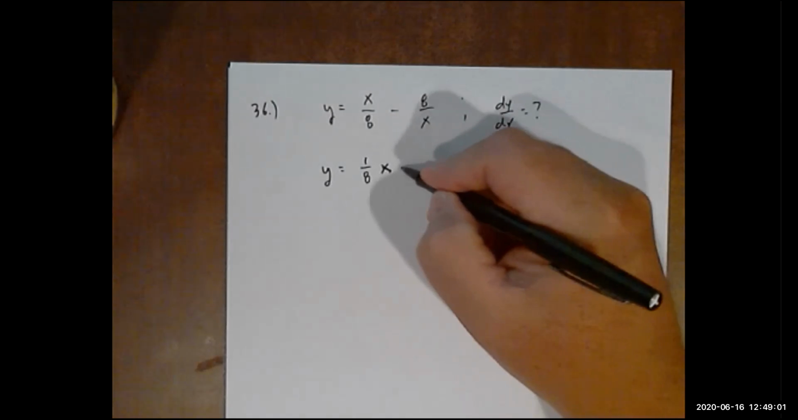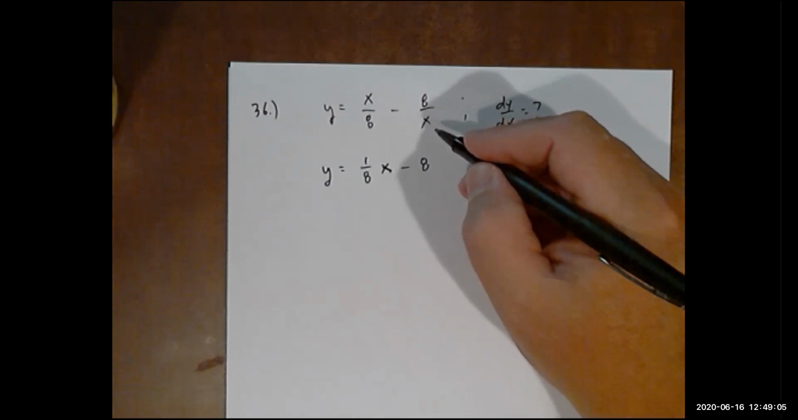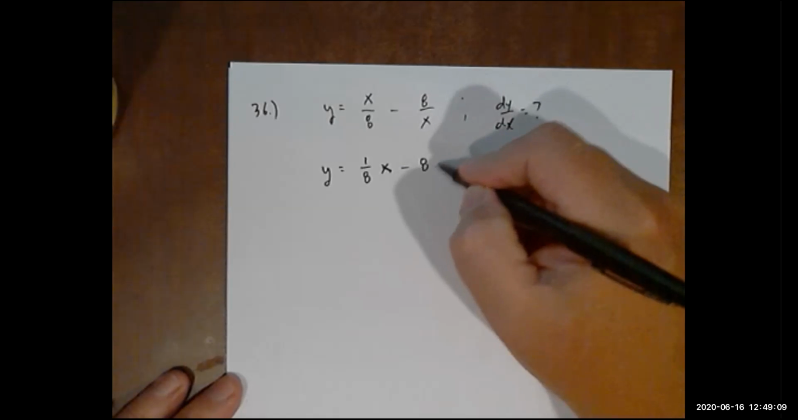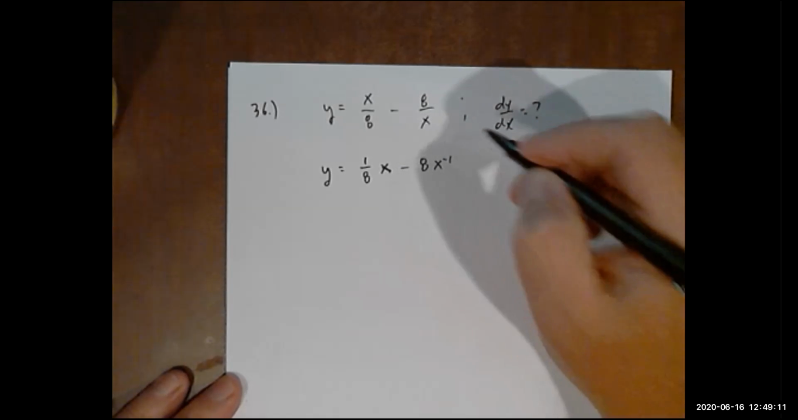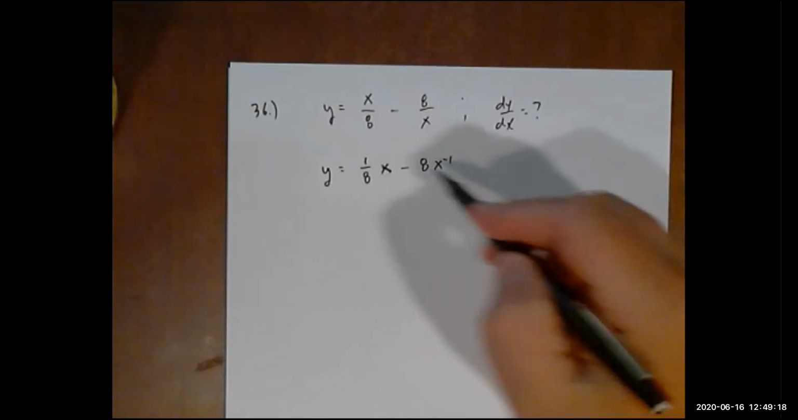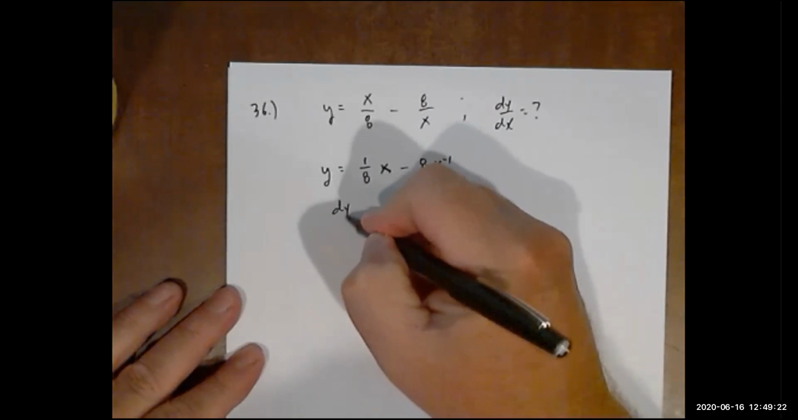But here, I've got this x in the denominator. I cannot use the power rule. However, I realize that I can move the variable to the top by making the exponent -1. So now both terms fit the power rule. So I can take the derivative.